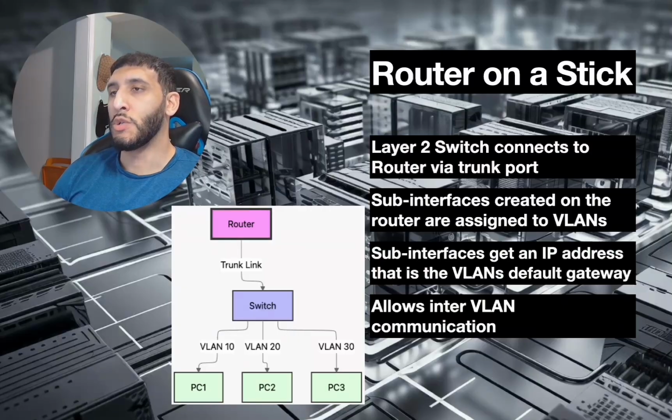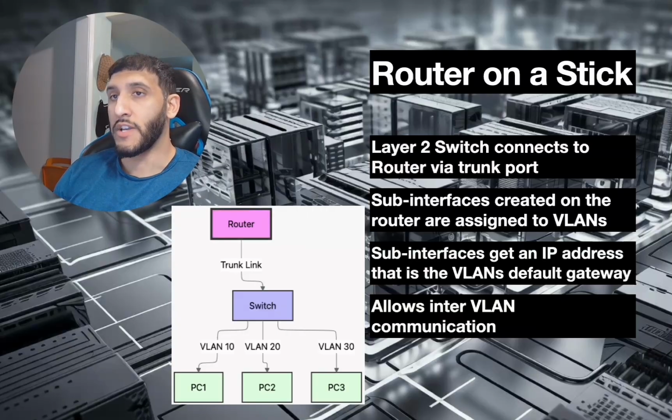This is where you have a layer 2 switch which connects to a router via a trunk port. This is called VLAN trunking. This is a method used in computer networking to allow multiple VLANs to share the same link between switches, routers, or a switch and a router. It helps to enable communication between the VLANs, it reduces the amount of physical connections needed, and it improves the overall scalability and flexibility of the network.